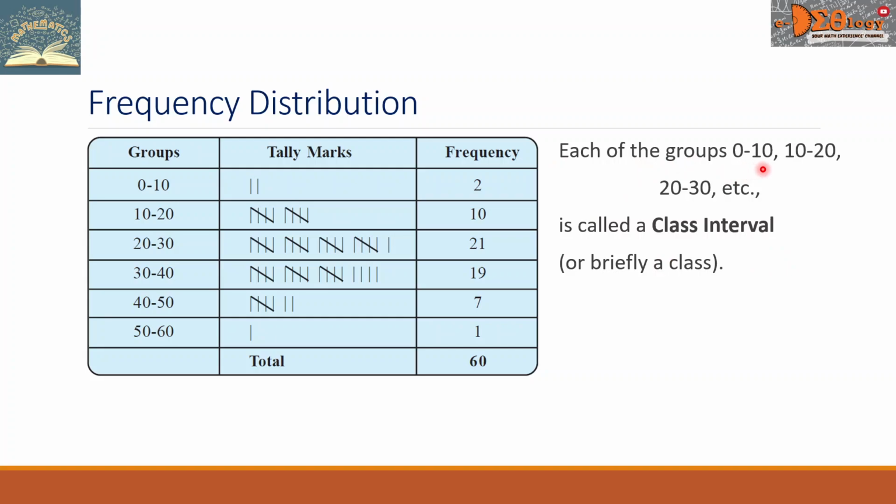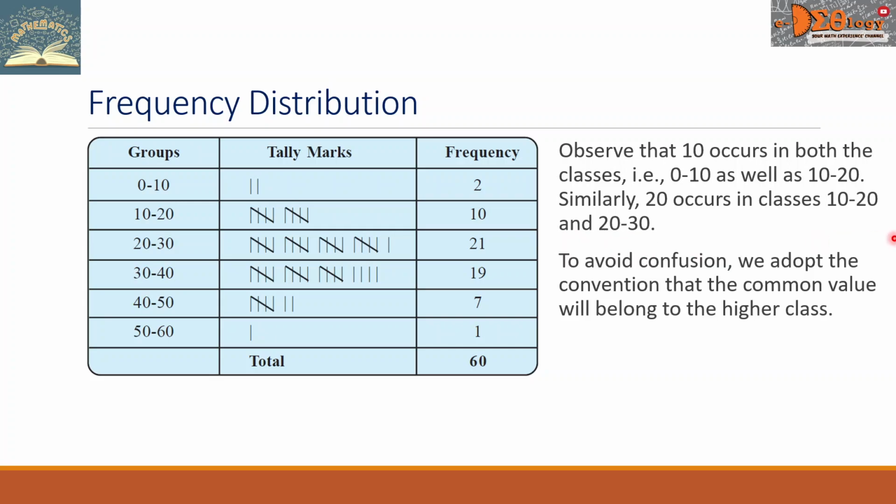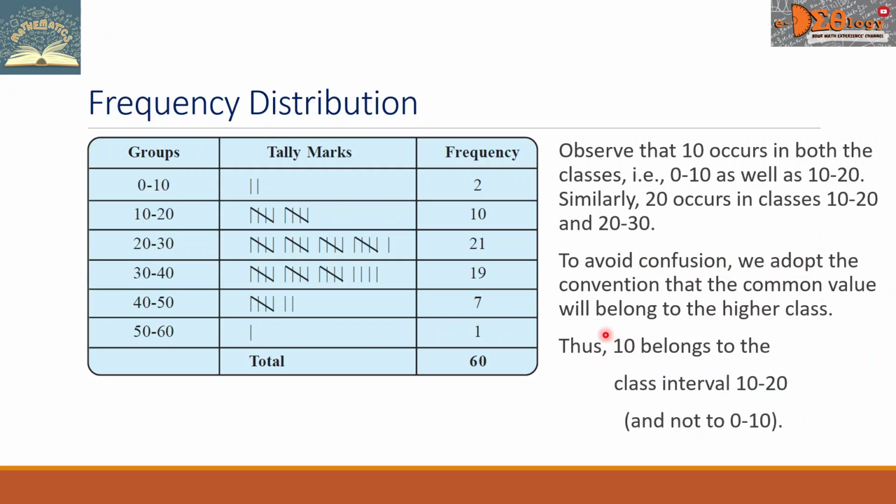Each of the groups 0 to 10, 10 to 20, 20 to 30, and so on, is called a class interval, or briefly, a class. Observe that 10 occurs in both the classes, that is from 0 to 10, as well as from 10 to 20. Similarly, the datum 20 occurs in classes from 10 to 20 and 20 to 30. We adopt the convention that the common value will belong to the higher class. Thus, for example, number 10 must belong to the class interval from 10 to 20 and not to 0 to 10.